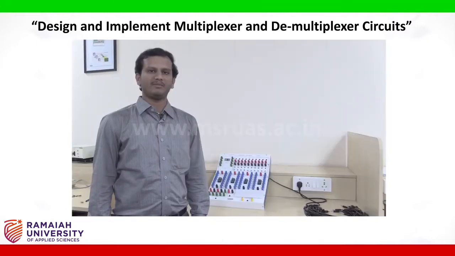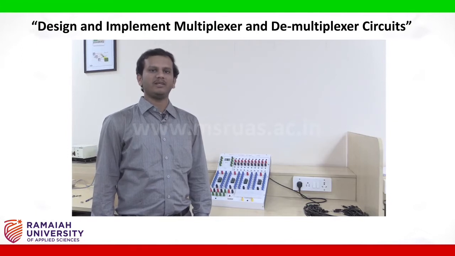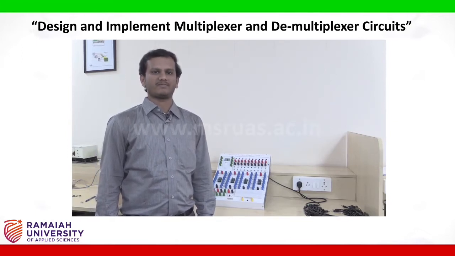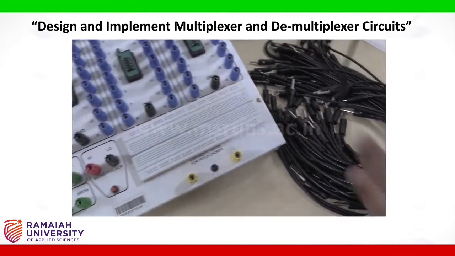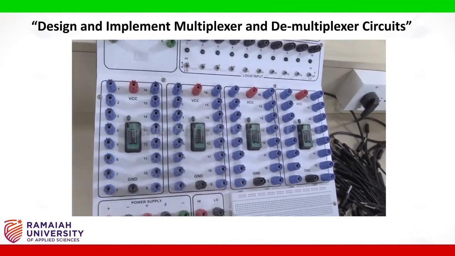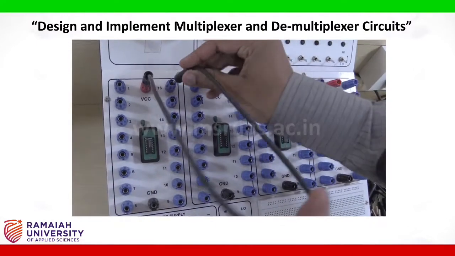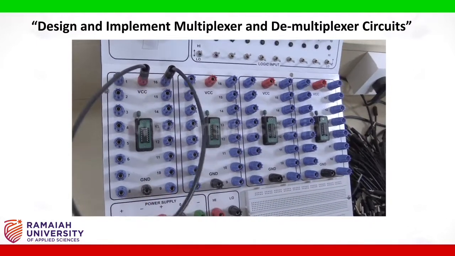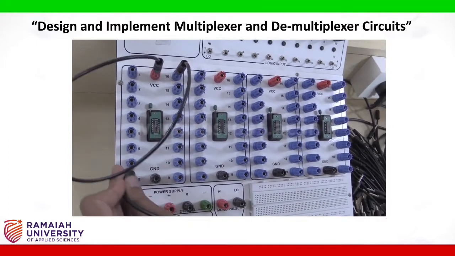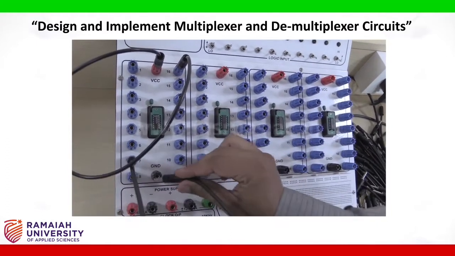Now let us implement a 4:1 multiplexer according to the logic diagram using logic gates. Now let us start connecting the circuit according to the logic diagram. Before doing that, I am going to connect VCC and ground to all the IC bases. It gives power supply to the IC connected to the IC base.